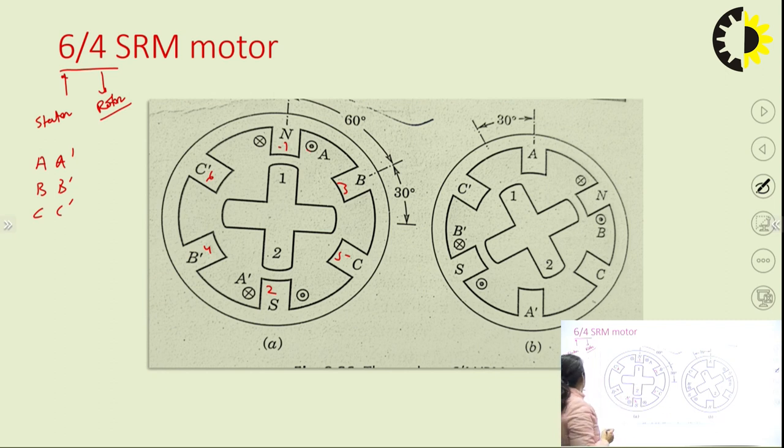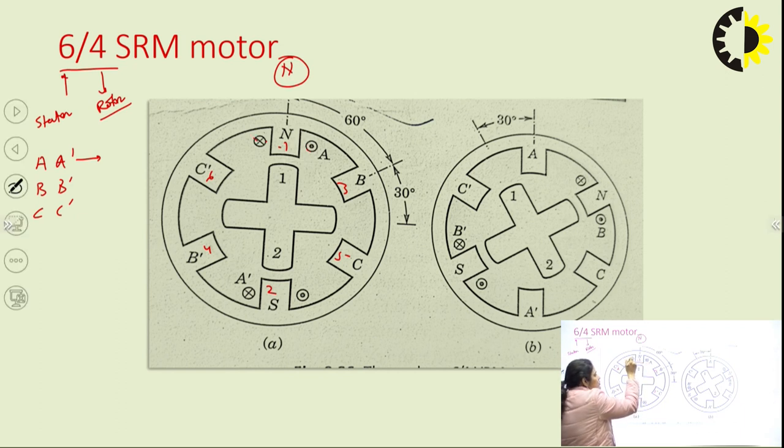Now suppose firstly AA' is excited. The windings are wound in such a direction that this pole will become a north pole and this pole will become a south pole. To make a north pole, the direction of the current will be anti-clockwise. The dot shows the current coming out, and the cross shows the current going inside. So this makes the north pole, and this makes the south pole.